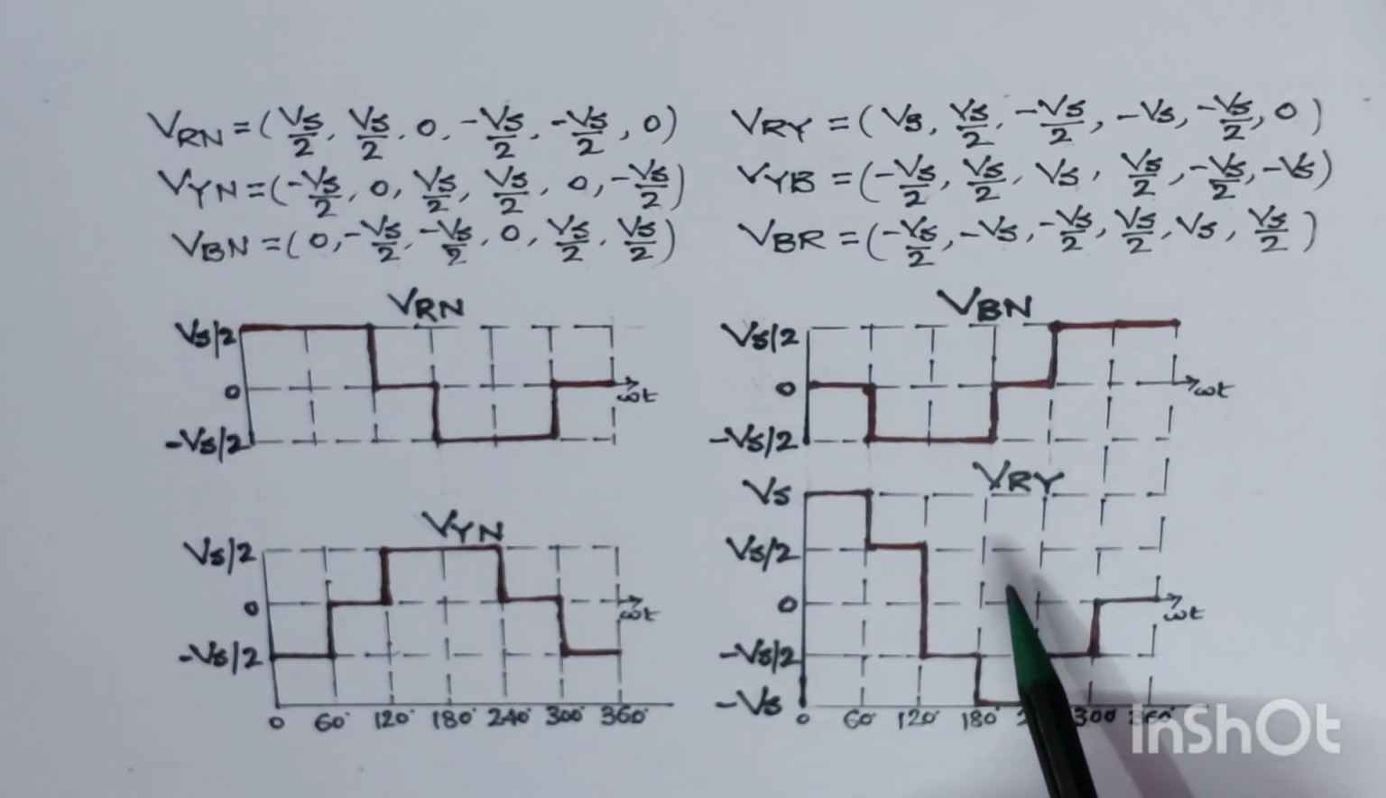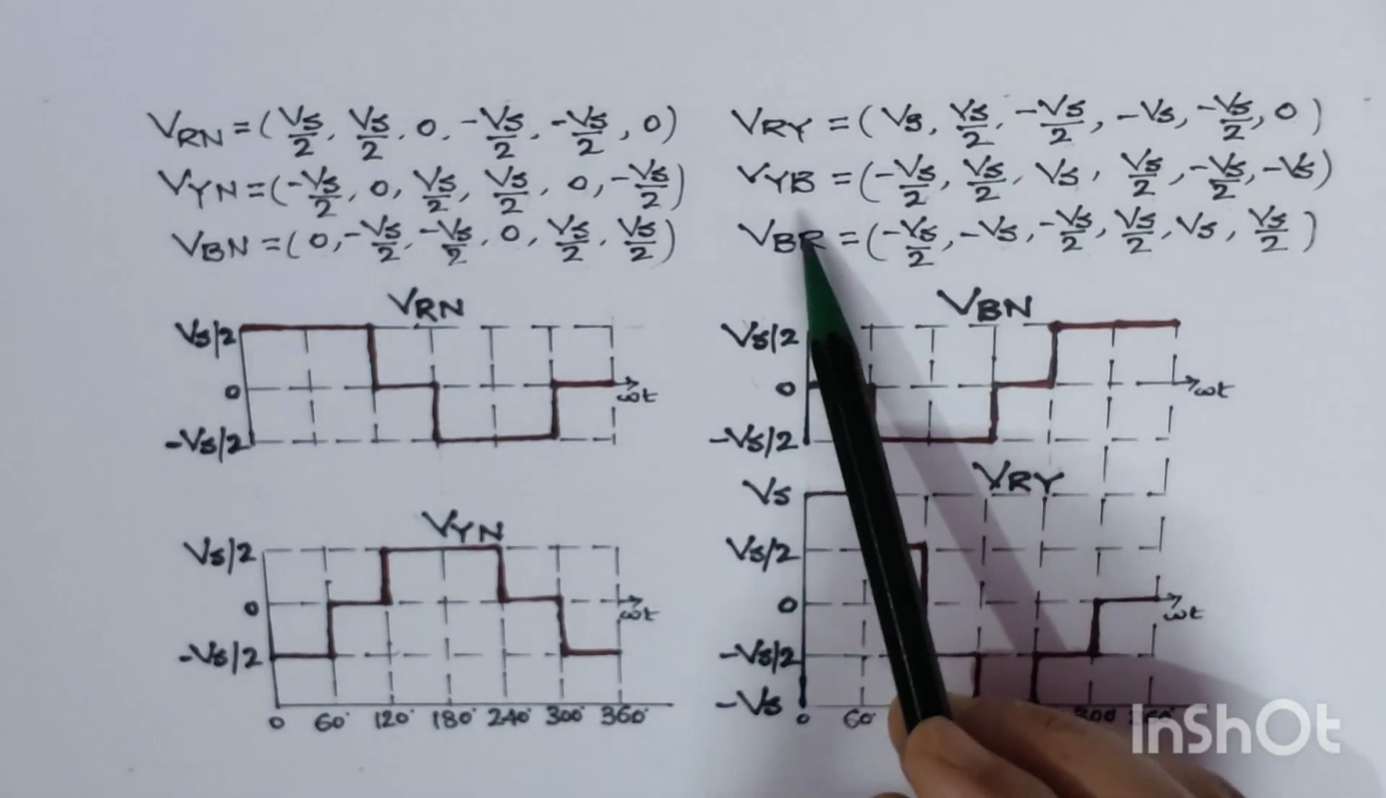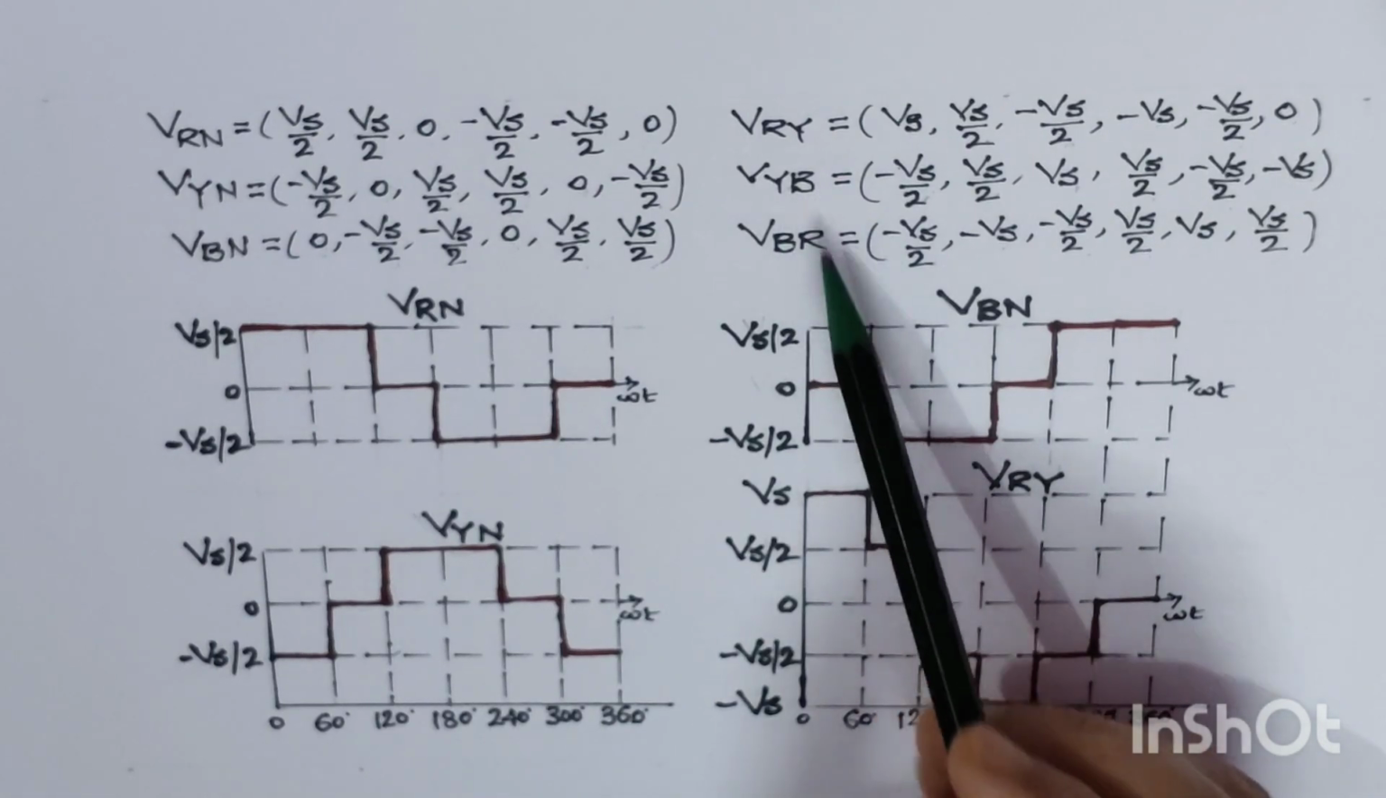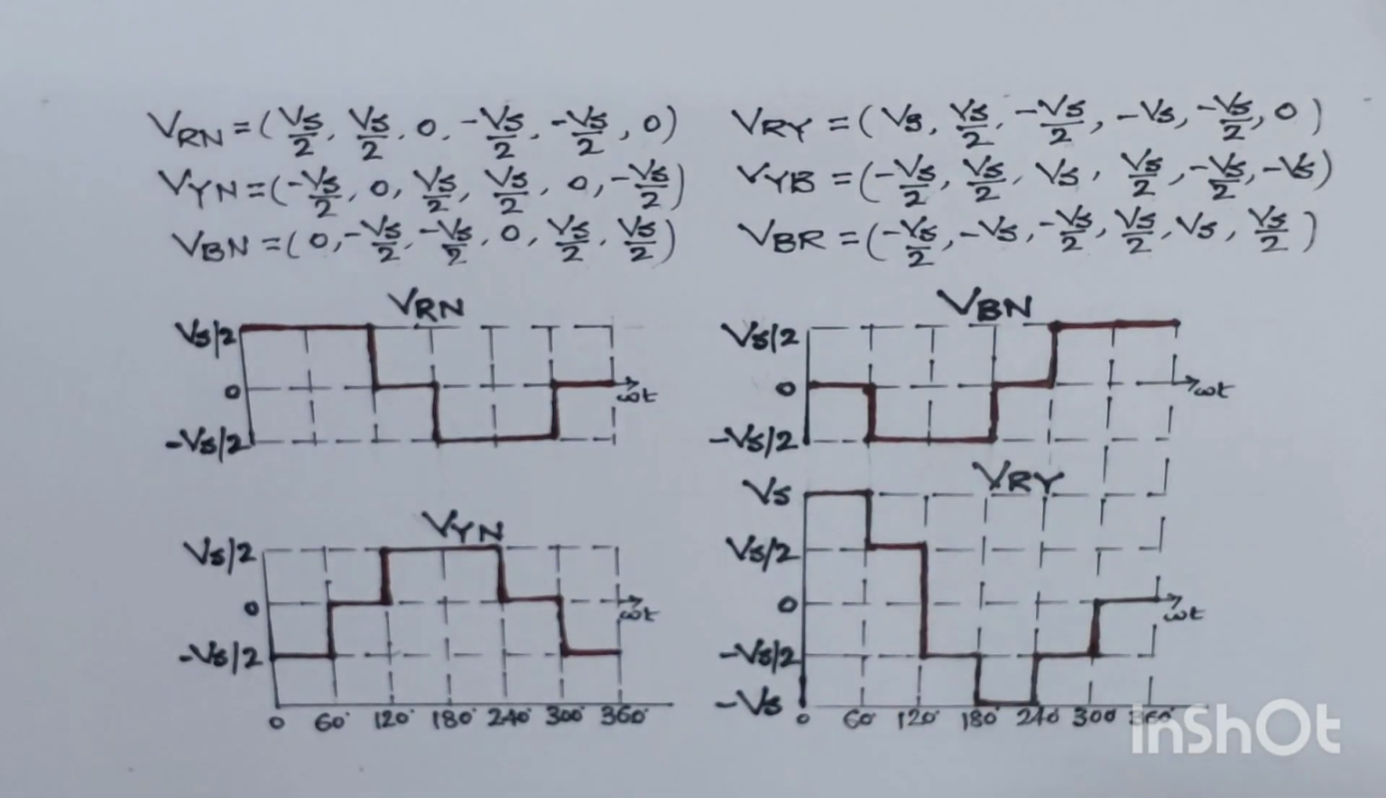A similar process can be repeated for the next line to line voltages, that is VYB and VBR also. So this was the overall operation and control of the 3-phase inverter having a 120 degree conduction mode. These are the various waveforms which I have drawn here.